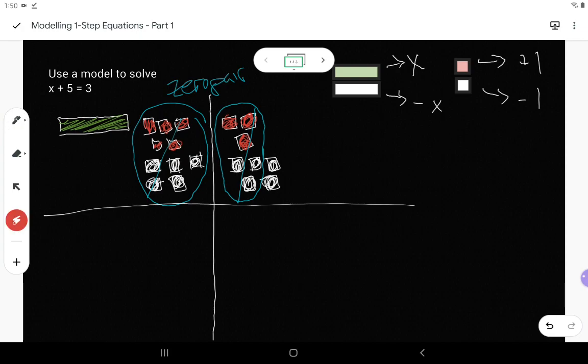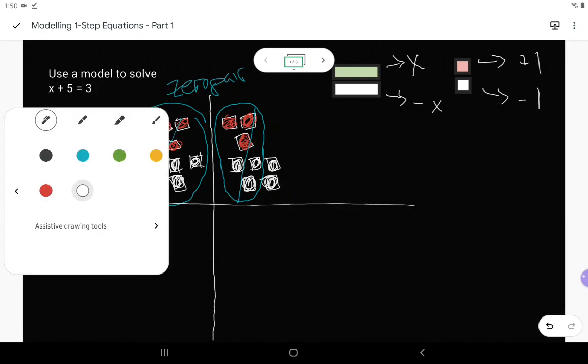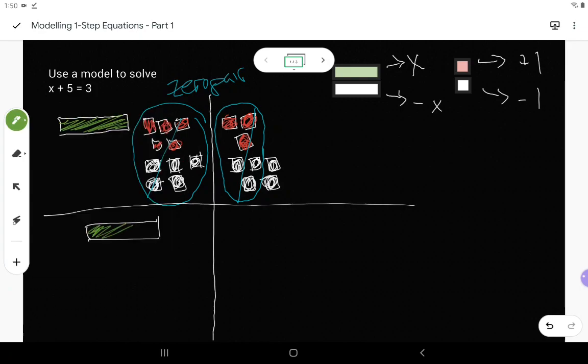So on the left-hand side, all of this stuff goes away. What I'm left with is my X tile, colored in green. On the right-hand side, all of this stuff goes away, and I'm left with those two blank or white tiles. So in the end, I'm left with X on the left and -2 on the right.